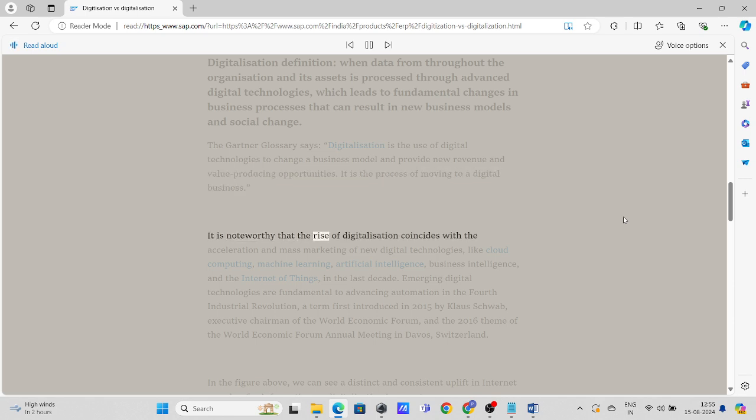It is noteworthy that the rise of digitalization coincides with the acceleration and mass marketing of new digital technologies like cloud computing, machine learning, artificial intelligence, business intelligence, and the Internet of Things in the last decade. Emerging digital technologies are fundamental to advancing automation in the Fourth Industrial Revolution, a term first introduced in 2015 by Klaus Schwab, executive chairman of the World Economic Forum, and the 2016 theme of the World Economic Forum annual meeting in Davos, Switzerland.